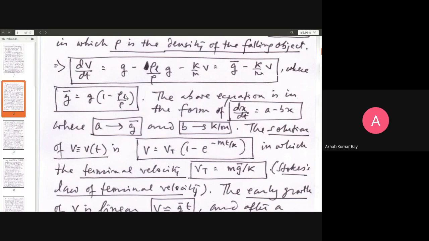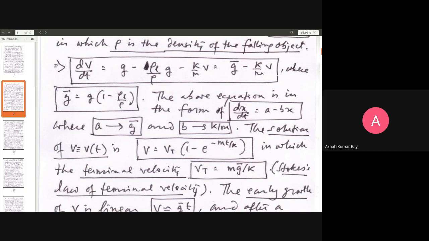If rho L, that is to say that the density of the liquid is less than rho, which is the density of the solid object falling through it, then rho L by rho will be a number smaller than 1. 1 minus a number smaller than 1 will be a positive number. So g bar will be g into a positive number smaller than 1. So it will still be a positive number, although it will be less than the usual acceleration due to gravity. So the object will keep going down, but not with the same acceleration. The acceleration will be less because, and I hope you recall your school knowledge of Archimedes' principle.